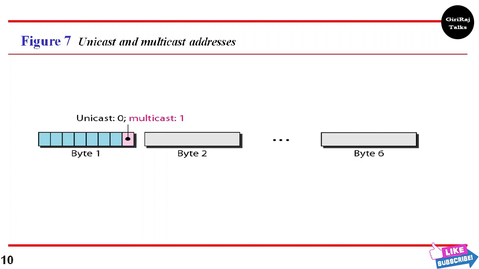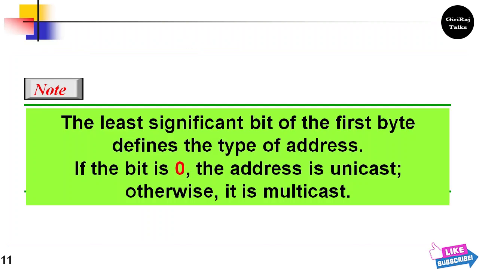If the least significant bit of the first byte in a destination address is 0, the address is unicast. Otherwise, it is multicast. The least significant bit of the first byte defines the type of address. If the bit is 0, the address is unicast. Otherwise, it is multicast. A unicast destination address defines only one recipient. The relationship between the sender and the receiver is 1 to 1. A multicast destination address defines a group of addresses. The relationship between the sender and the receivers is 1 to many.